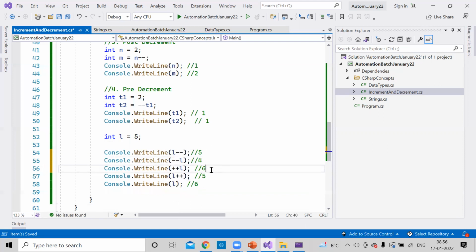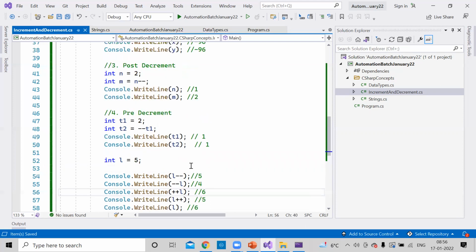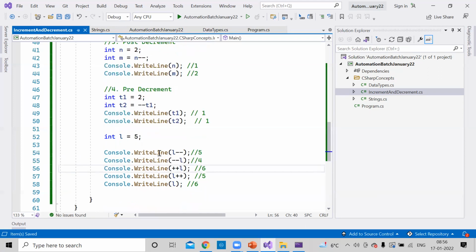Correct? So these kind of values, we'll use these kind of concepts from tomorrow onwards. We are going to discuss the real time use of this. These were the simple, very basic things about C sharp. From tomorrow onwards we are going to discuss some real content. We'll use these values inside the conditional operators we are going to discuss.